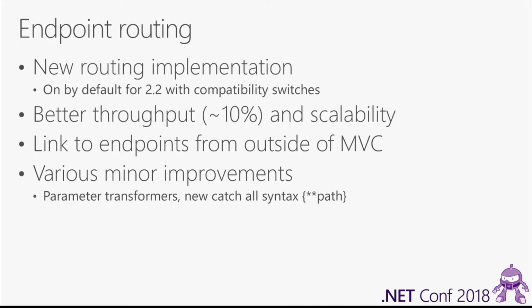It also includes a bunch of other minor improvements. It has a feature called parameter transformers, which lets you transform route values. So if you want your action names to be snake cased, you can do that. We also added a new catch-all syntax with two stars, which will encode everything that gets captured except for the slashes, so that you can more easily round-trip URI paths that contain slashes.